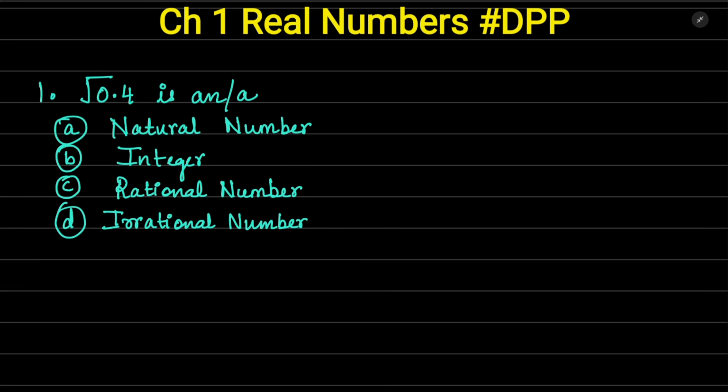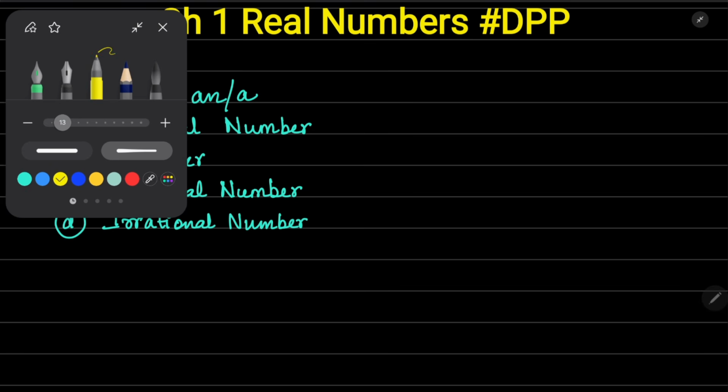The first question of today is square root of 0.4. You are asked if it is a natural number, an integer, a rational number, or an irrational number. A 1 mark question. Okay, so let's do it.